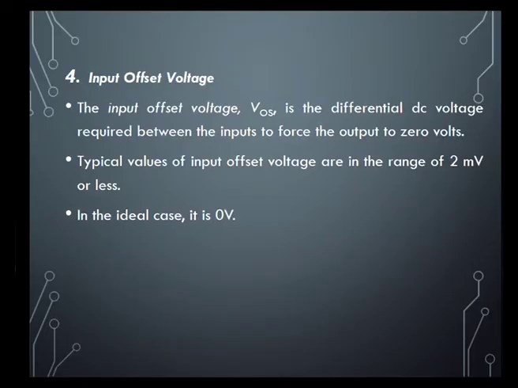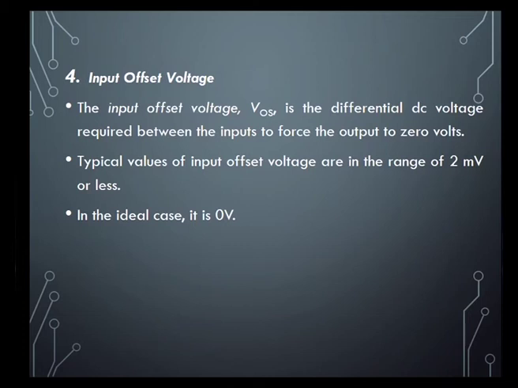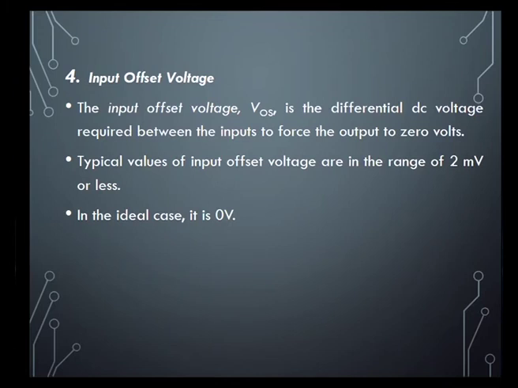Next is input offset voltage. This input offset voltage is a differential DC voltage that is required between the inputs to force the output to 0 volts. So, this differential voltage makes the output 0. The amount of differential voltage that is required to make the output 0 is called the input offset voltage. Typically, the input offset voltage is in the range of 2 millivolts or lesser, and in the ideal case it is always 0 volt.